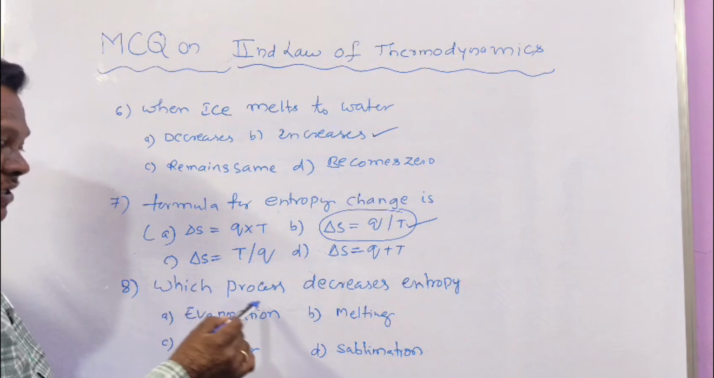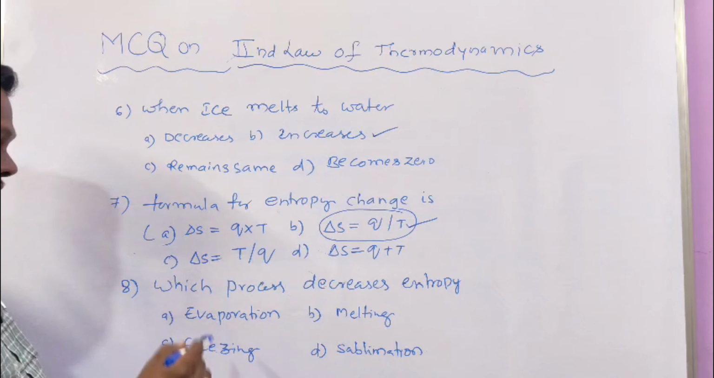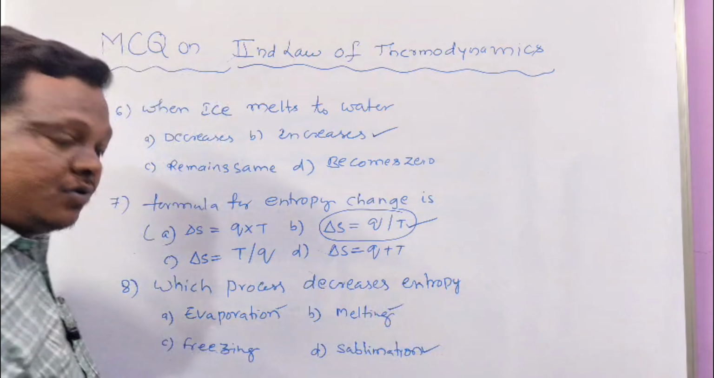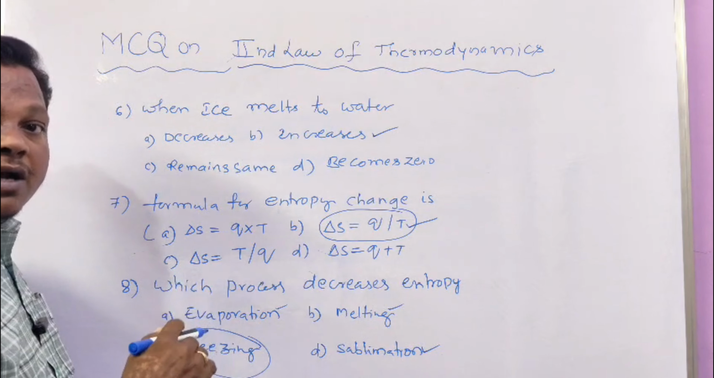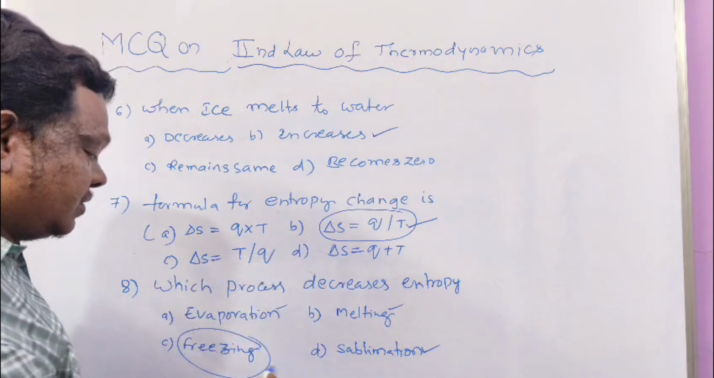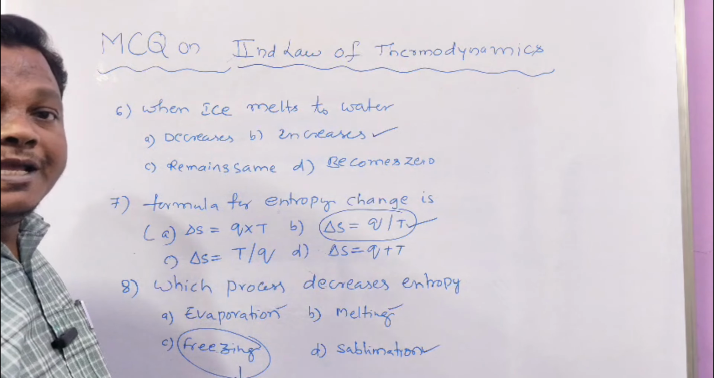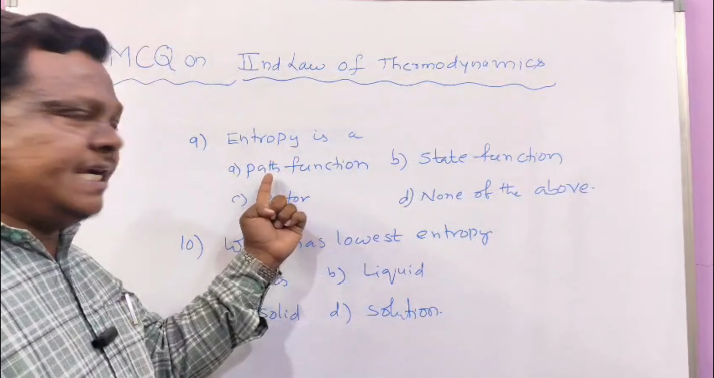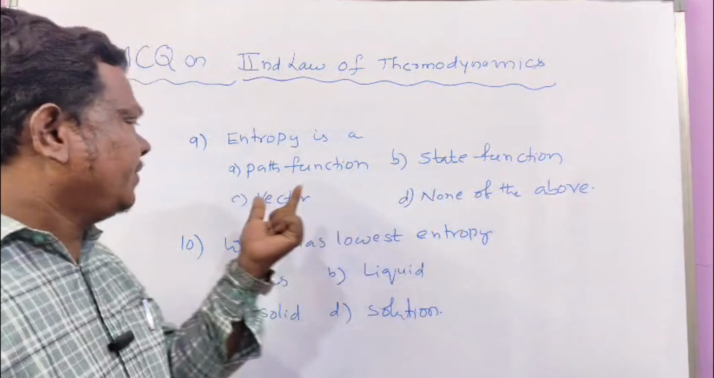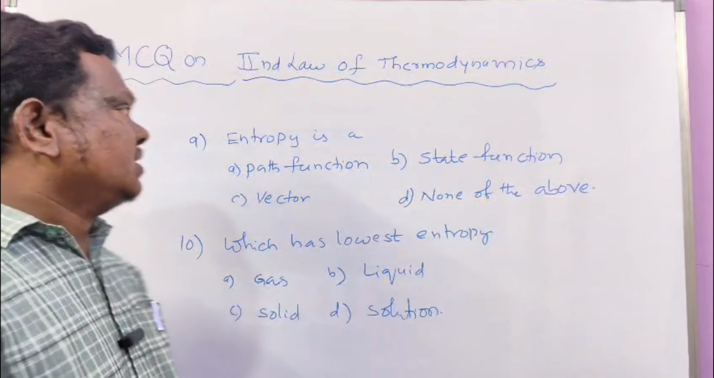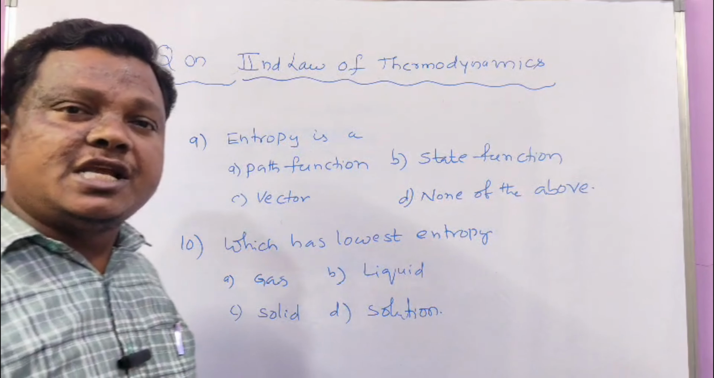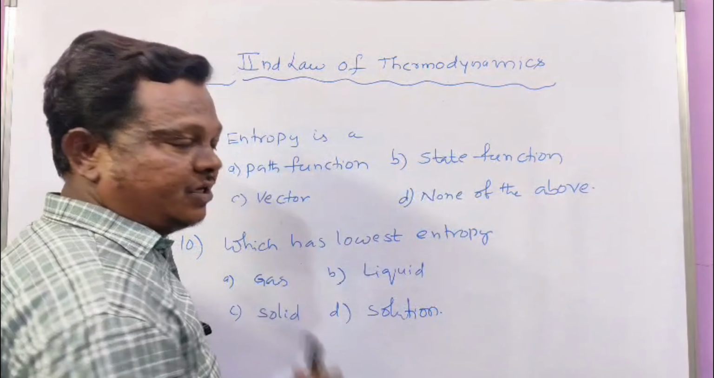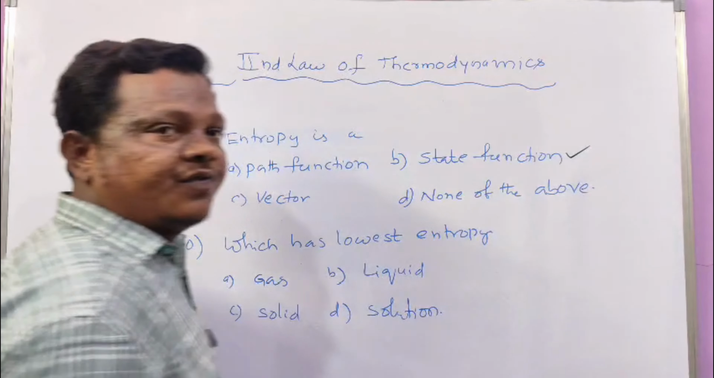Next, which process decreases entropy? You see, evaporation has more entropy, melting has more entropy, sublimation also has more entropy, but freezing, where liquid water becomes solid, decreases entropy. In this question, entropy is a path function, state function, vector, or none of the above. Entropy depends on the initial and final state of the system, so entropy is a state function. The answer is B, state function.